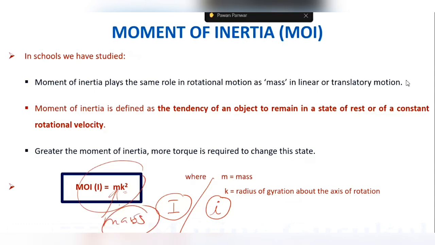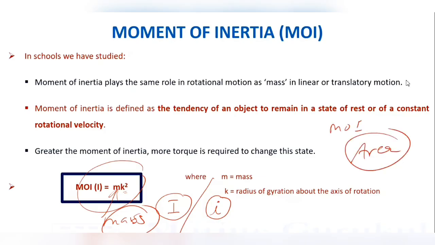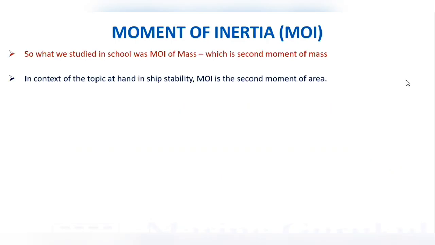In our topic today, we are not going to talk about moment of inertia of mass. We are going to talk about moment of inertia of area, which is nothing else but the second moment of area. First moment I just explained to you a while back. Second moment of area is referred to as moment of inertia as far as our topic is concerned. So you should not have confusion. In school I studied mk square, why is m now missing? That was moment of inertia of mass. This is moment of inertia of area. So that should put your doubt to rest.